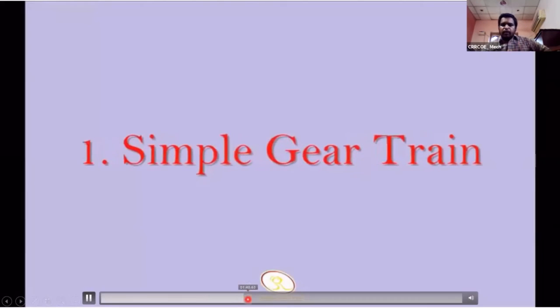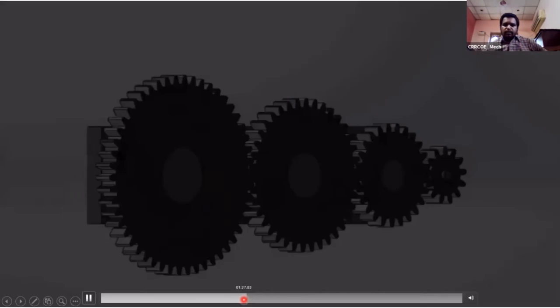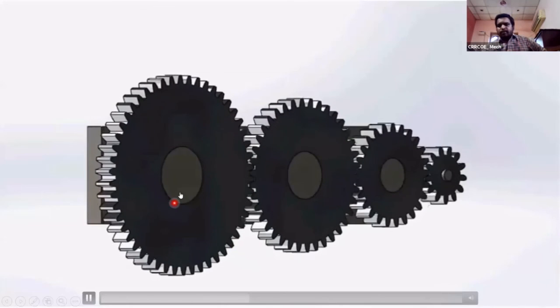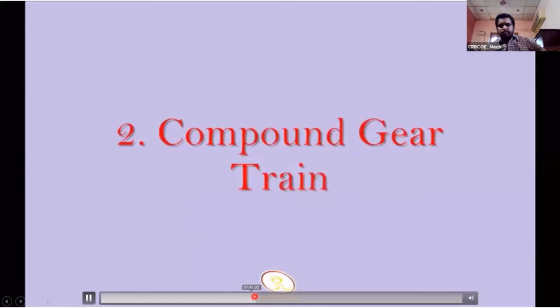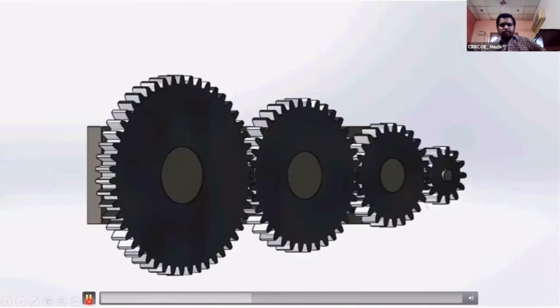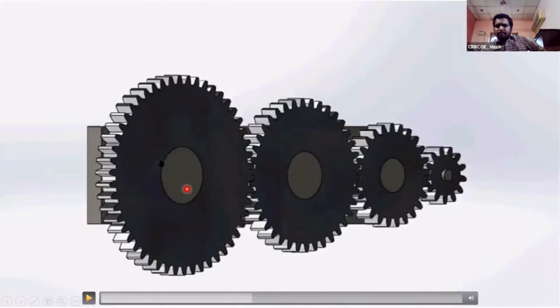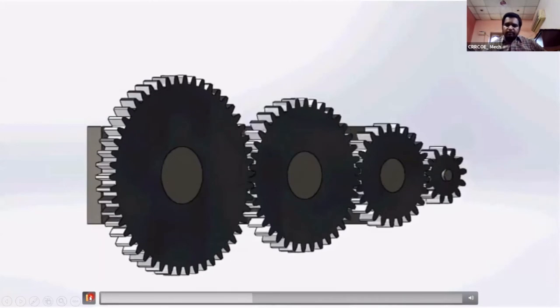This is a simple gear train. One shaft has only one gear. See this, we have one gear on one shaft. The drive is transmitted from the first gear to the second gear, to the third gear, to the fourth gear. If you arrange the gears like this, it is called a simple gear train.